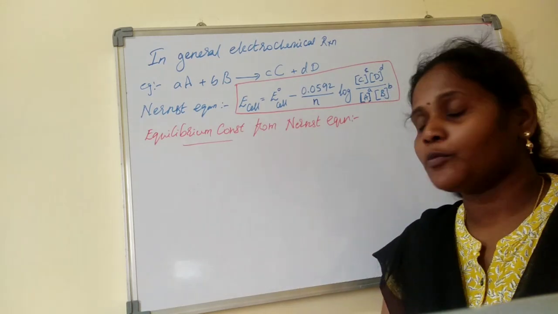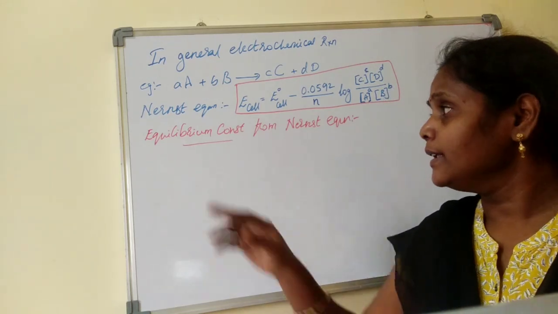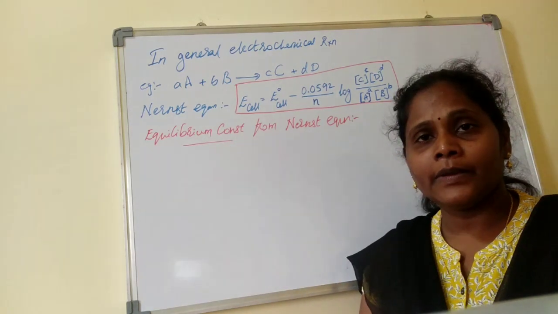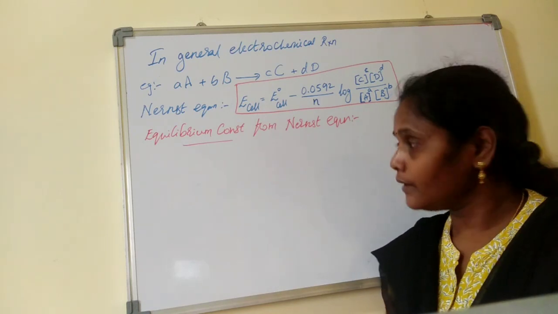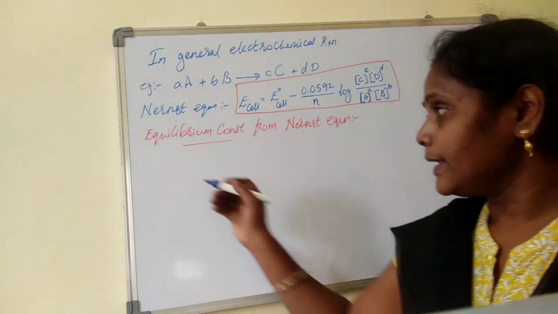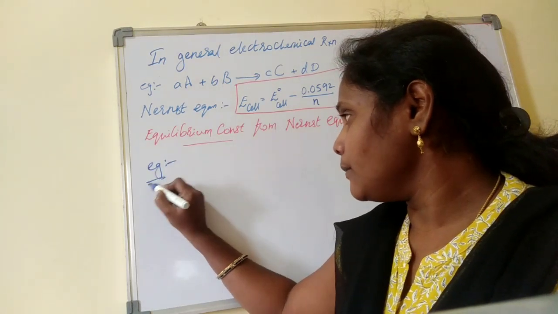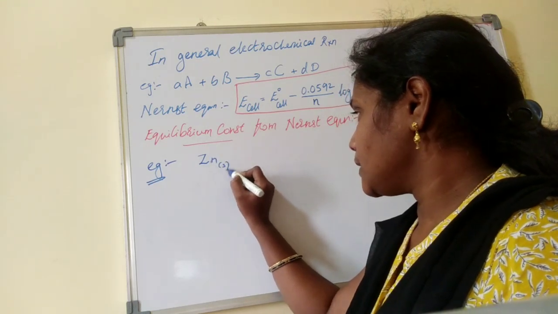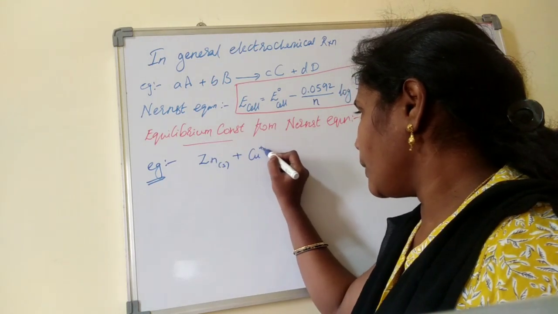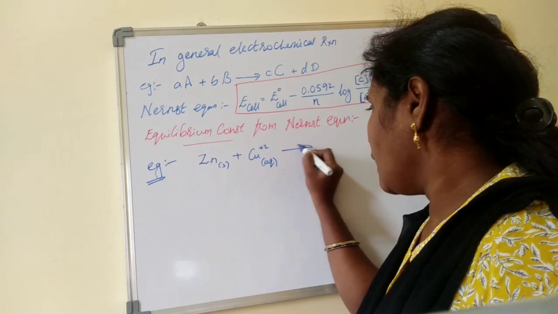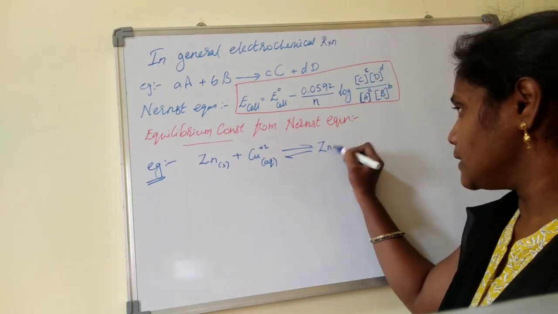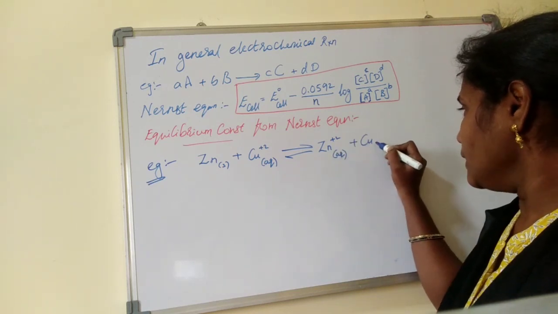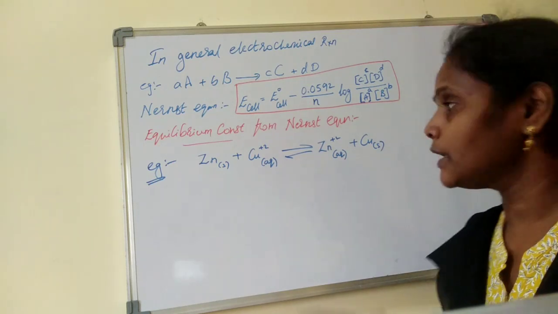Now one more small derivation we have, that is the equilibrium constant from the Nernst equation. You know what the equilibrium constant is? Let me recollect it again. Let me take an equation. The best electrochemical example we know is solid zinc reacted with copper ions, converted to zinc ions by giving 2 electrons, and solid copper. Isn't it? This is an electrochemical reaction.